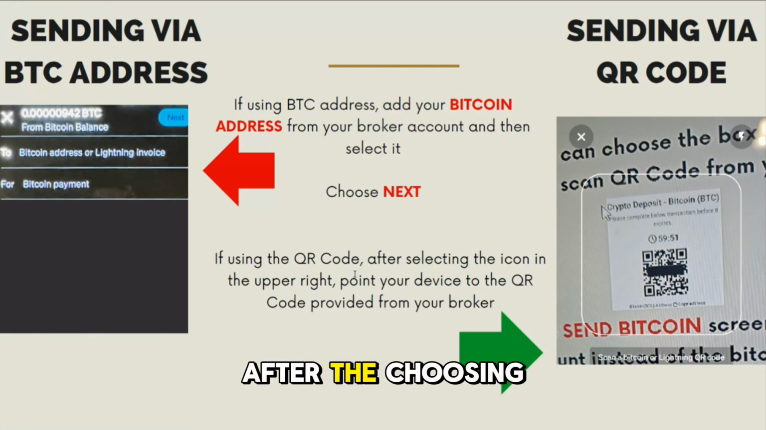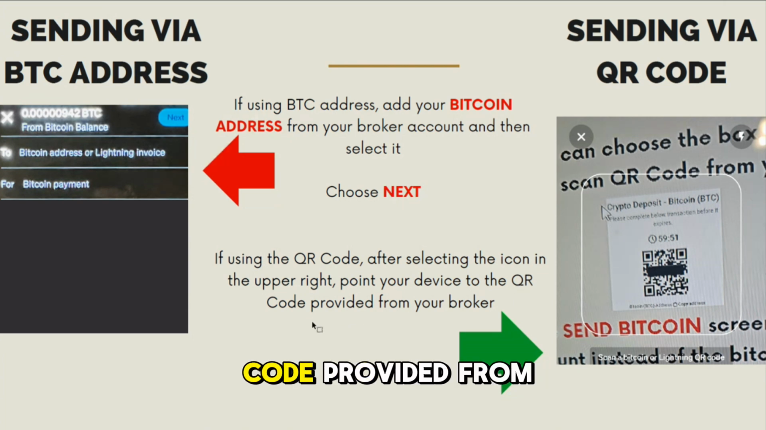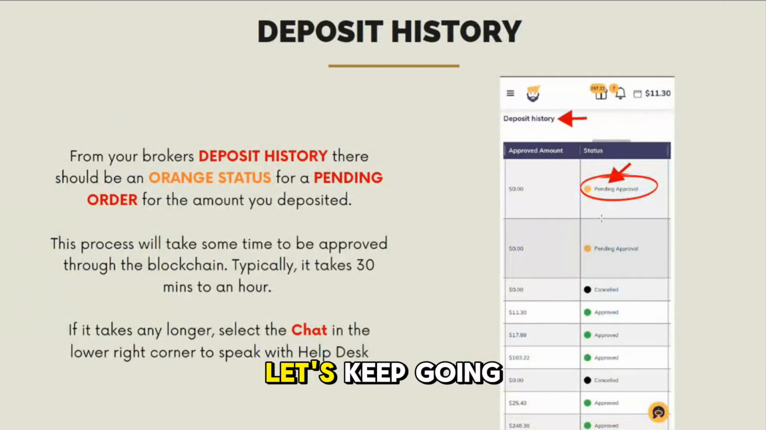So after choosing what I said here, if you're choosing a BTC, add your Bitcoin address from your broker account and then press select, or choose next. If you are choosing the QR code, after selecting the icon in the upper right, point your device to the QR code provided from your broker. All right. Let's keep going.